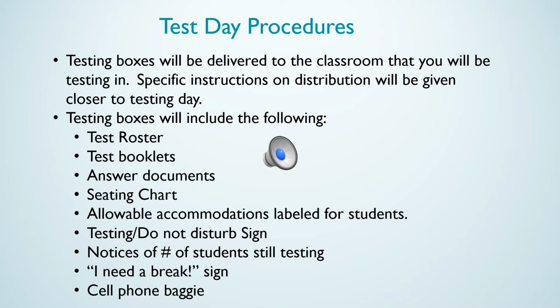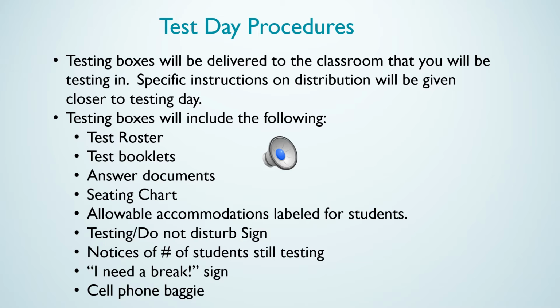There will be more instructions on test procedures as they arise, but here's just a rundown of the things that are in your test box. I usually bring the test boxes around to you in the room that you will be in. Inside your test box will be a test roster. It will show all the kids that should be in the room with you and any accommodations that any of those students might get. You'll have your test booklets and your answer documents. You'll also have a seating chart, which I'm going to go over in a bit. Any accommodations that are noted on the roster will be there in the box for those students.